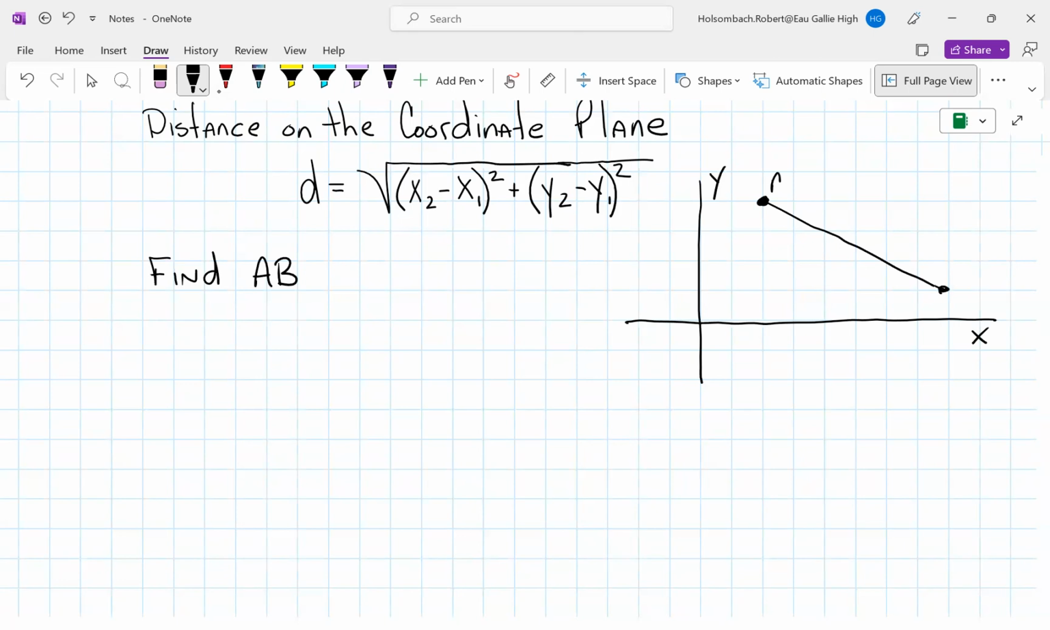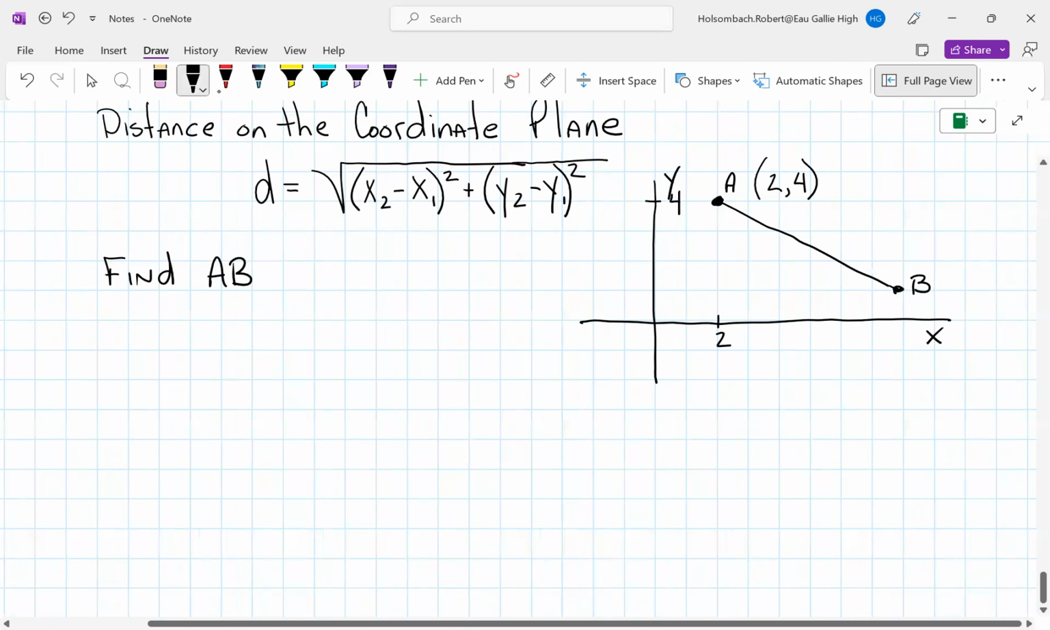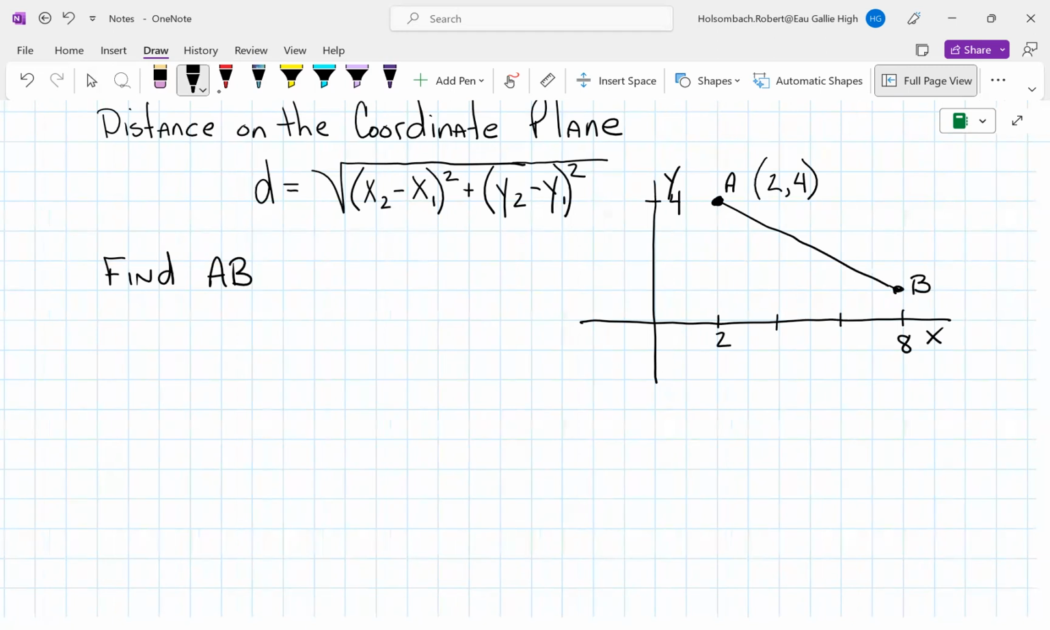Here's point A, here's point B. And point A has coordinates, all right? It looks to be at an x coordinate of 2 and a y coordinate of 1, 2, 3, 4. So A is at (2, 4). Point B is at 2, 4, 6, is at 8 on the x-axis and 1 on the y-axis.